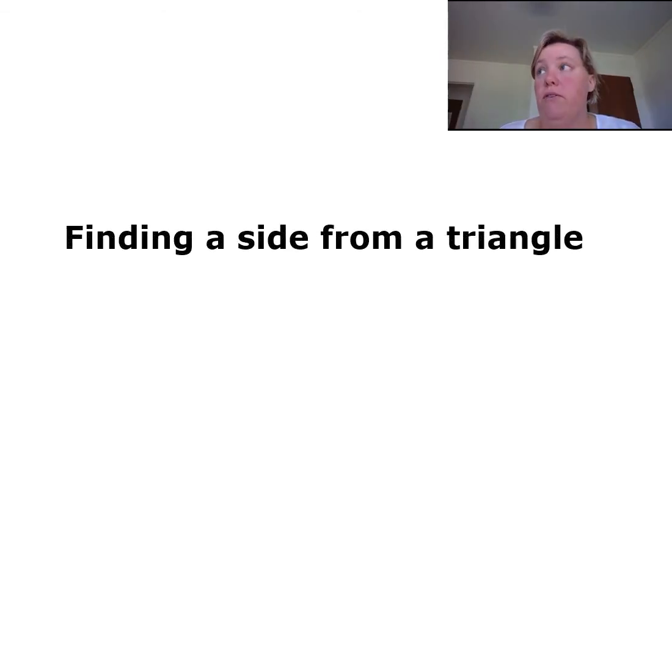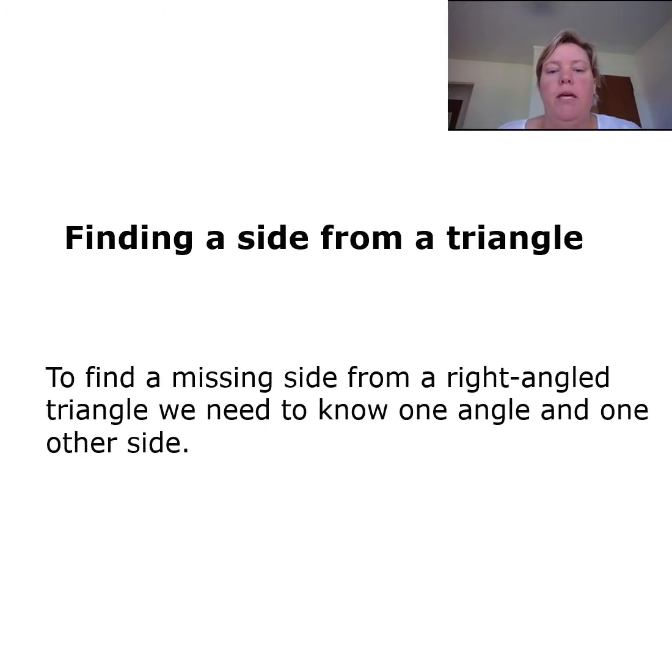Okay, so finding a side from a triangle. Good job. What you need to know in order to find a side is one angle and one other side. Okay, that's all you need.